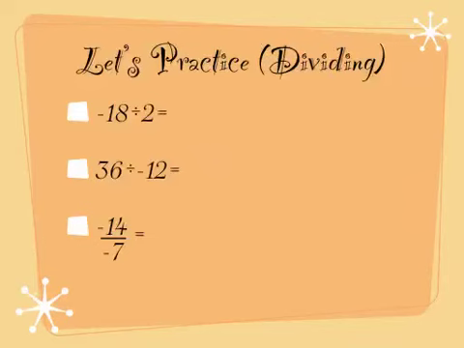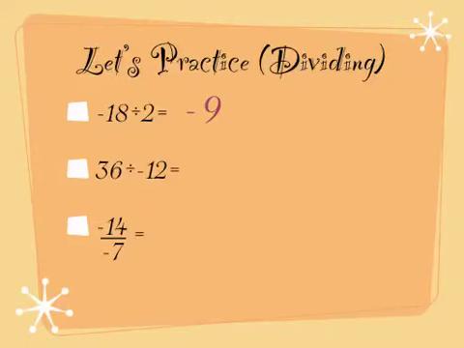Let's practice some division problems. The first example, we have negative 18 divided by a positive 2. A negative divided by a positive means we have different signs, so our answer is going to be a negative, and 18 divided by 2 is 9.